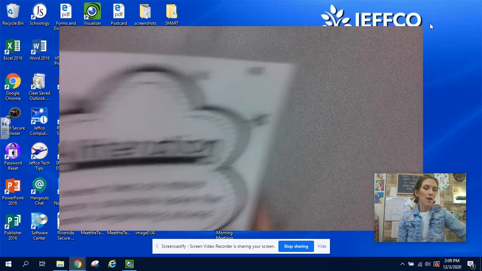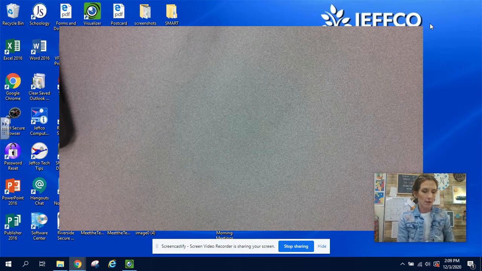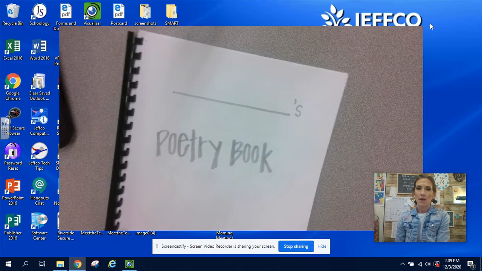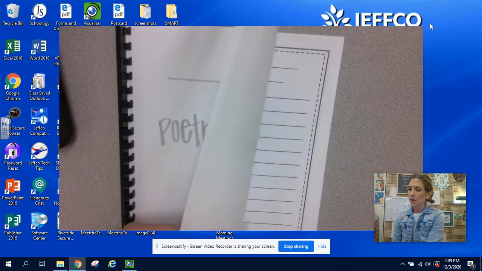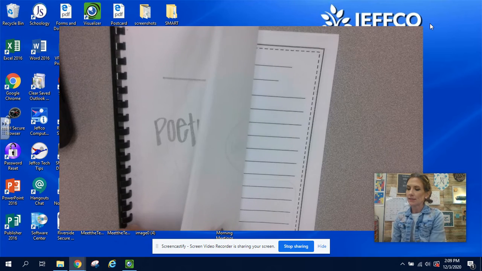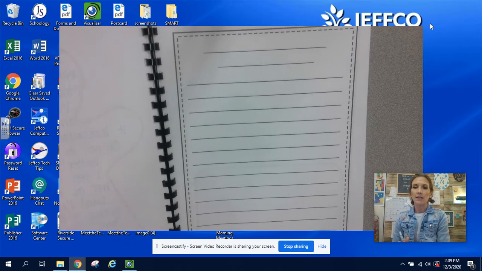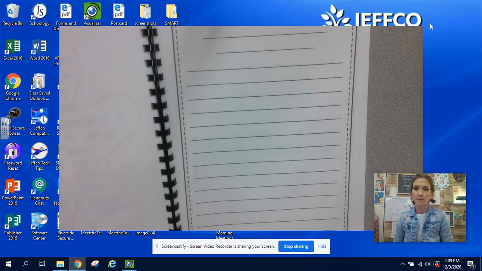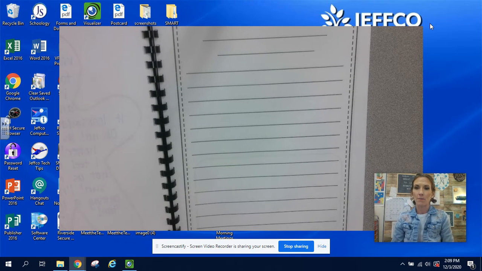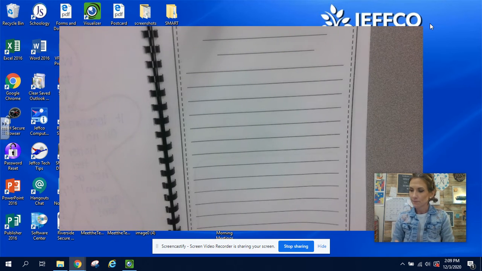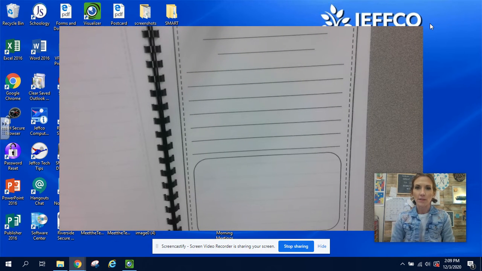If you open up your poetry notebooks and you flip past the gingerbread man that we worked on yesterday, you're going to see lots of different kinds of paper, okay? You've got paper that looks like this. It's mostly just lines. You've got paper that looks like this. That's about half lines and half box for a picture.